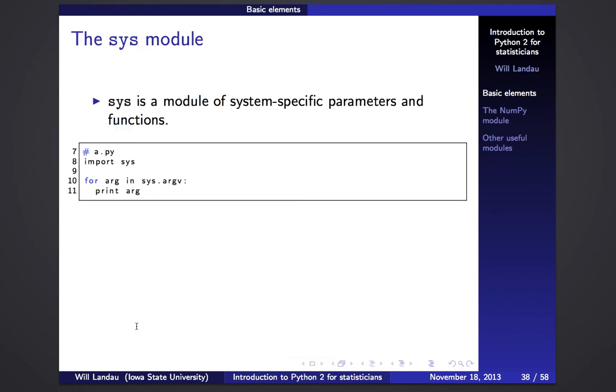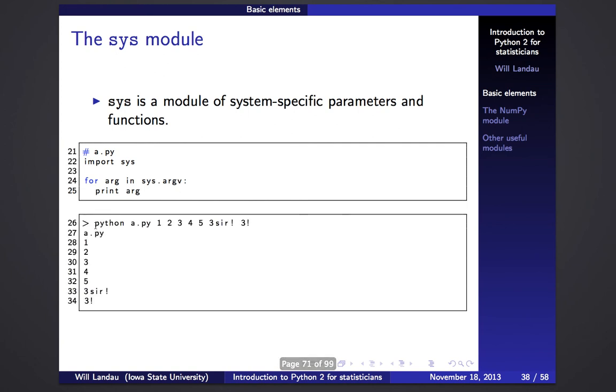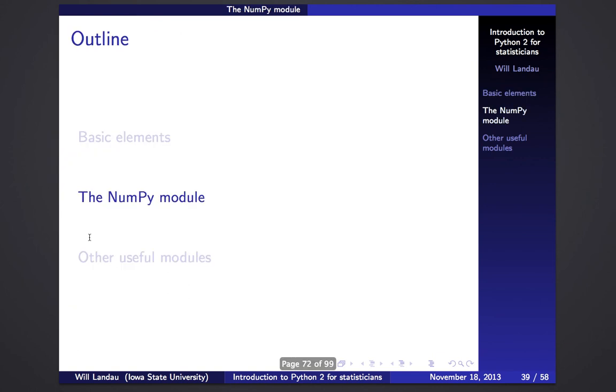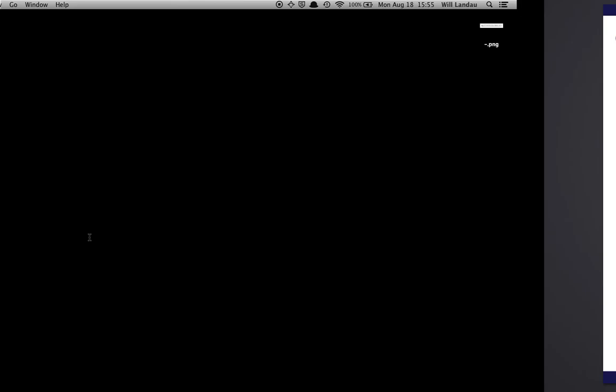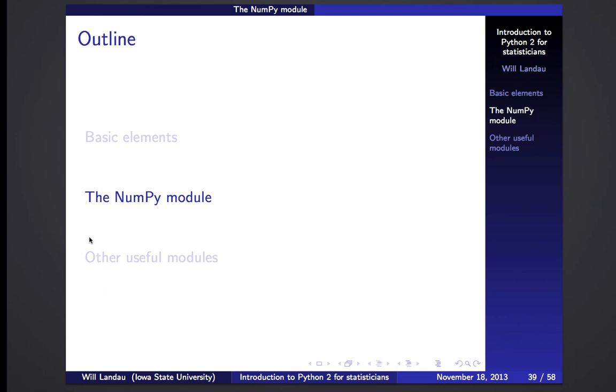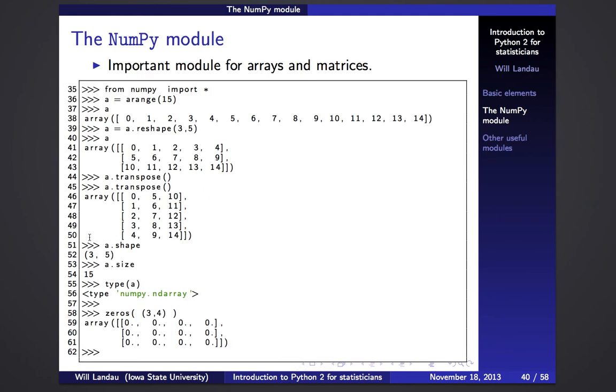There's the sys module, which has system-specific parameters such as argv, which is a list of arguments to the program. So if I call Python in batch mode, where I give it an external file and some other arguments, sys.argv contains all those arguments plus the program name. Now the NumPy module is useful for arrays, matrices. I can make arrays pretty easily with some shortcut functions here.